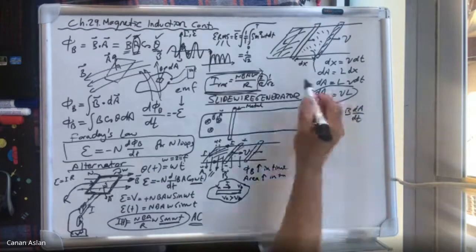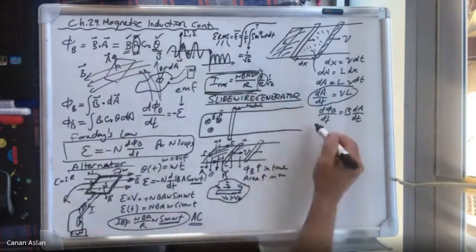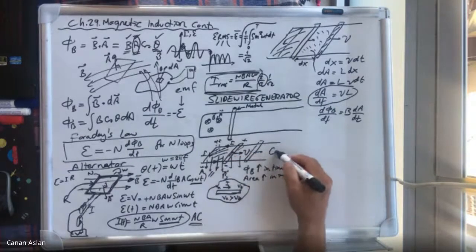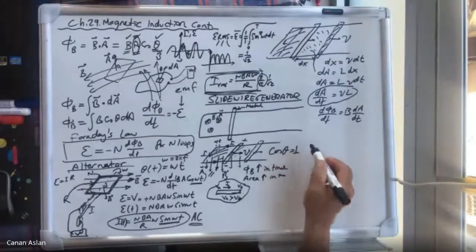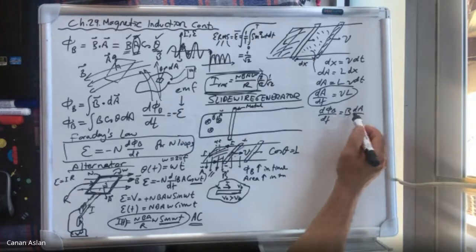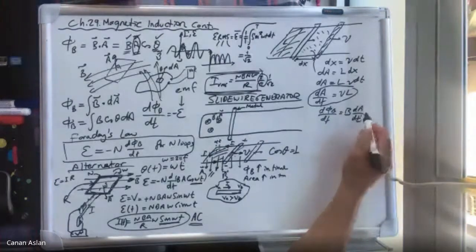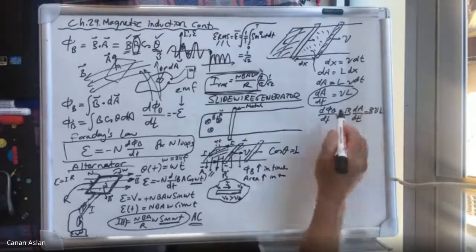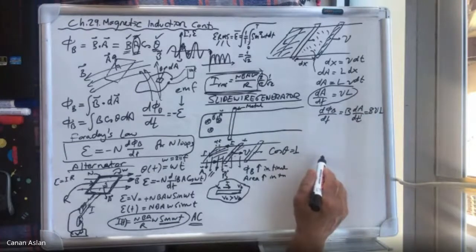Because we don't have any cosine thing here, because the angle between the magnetic field and area is just 0. That's why cosine theta is equal to 1, so it doesn't really count. So there is no cosine of any angle here. So the change in the magnetic flux is just that, and this is just vL times B. So the change in the magnetic flux is simply B times v times L.